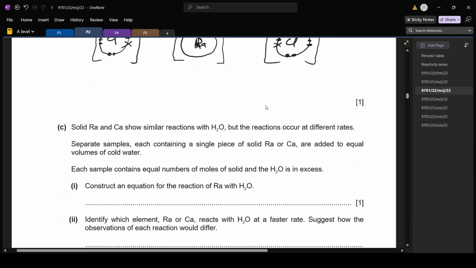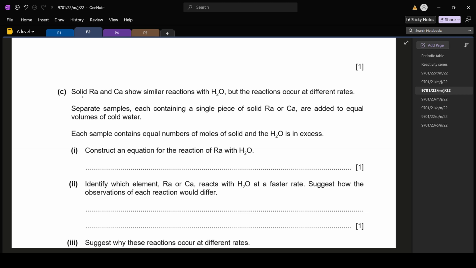Question number 2, part C. Solid radium and calcium show similar reactions with water, but reactions occur at different rates. Separate samples, each containing a single piece of solid radium or calcium, are added to equal volumes of cold water.